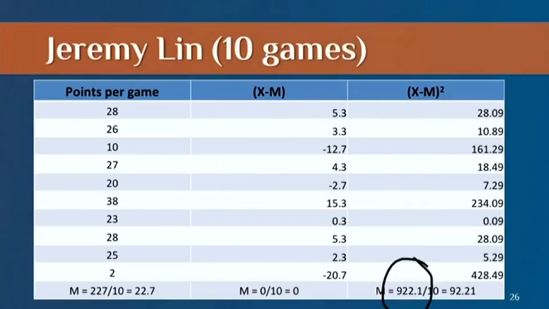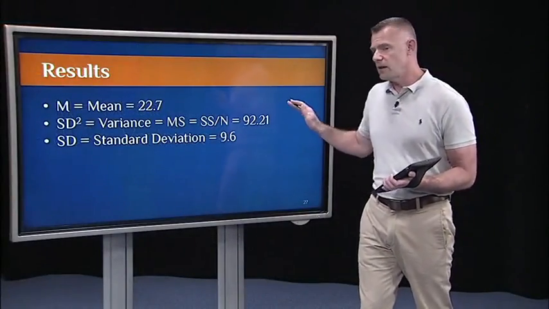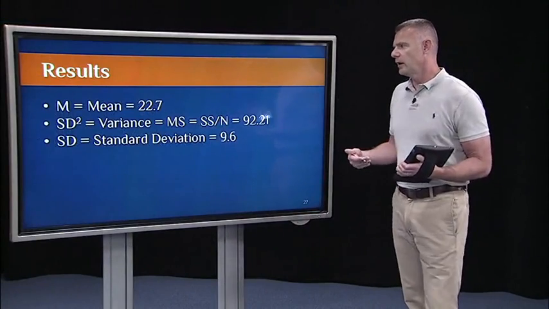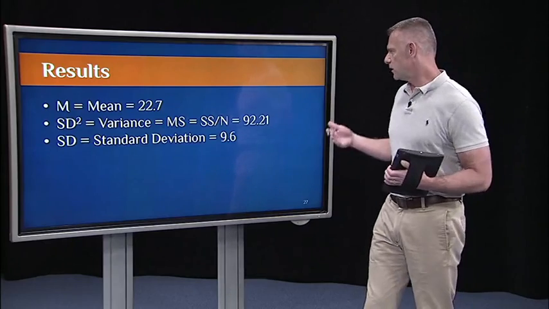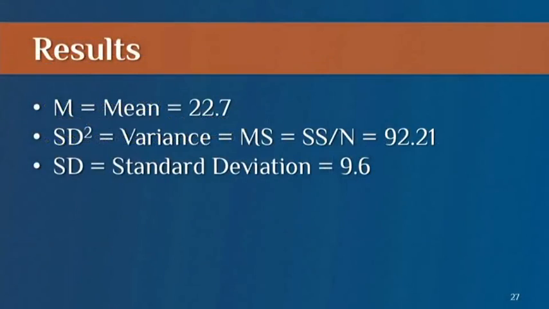That's variance. So to summarize the results, his mean, or average points per game during that time, was 22.7. His variance, or mean squares, was 92.21. That's not that meaningful of a number, so let's take the square root of that to get us back into the units of points per game. That's the standard deviation. He was deviating on average about 9.6.